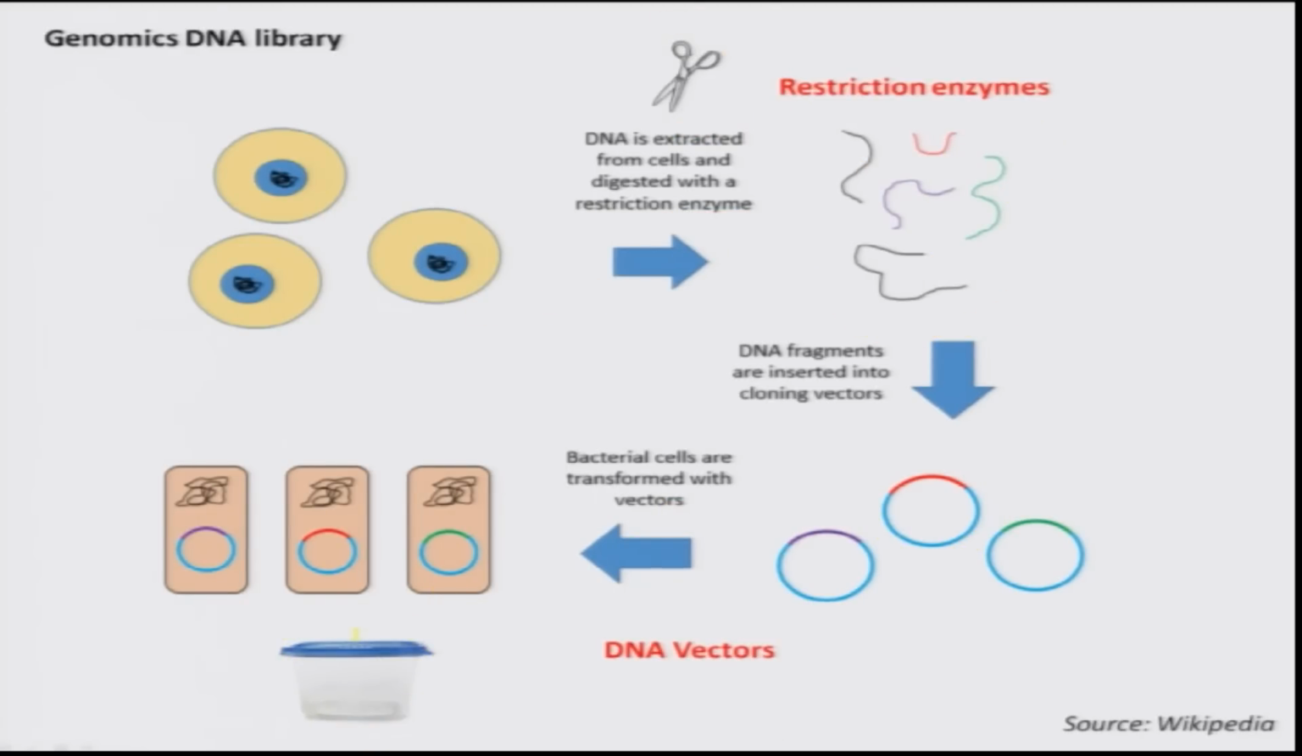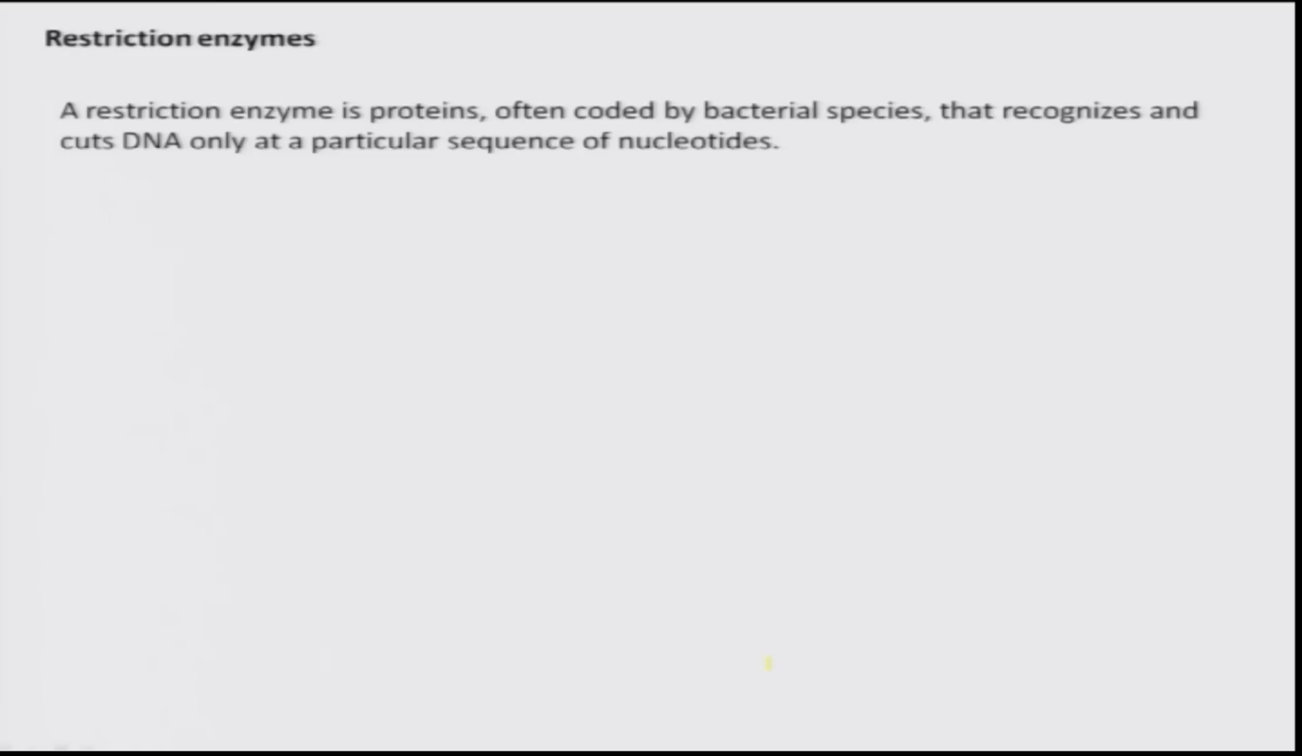So, in this process, cutting the DNA is done by a restriction enzyme, and then to put each fragment, you use a specialized host to carry the DNA. These are called the DNA vector. So, these are two important components of a DNA library that we are going to look into. So, what are restriction enzymes?